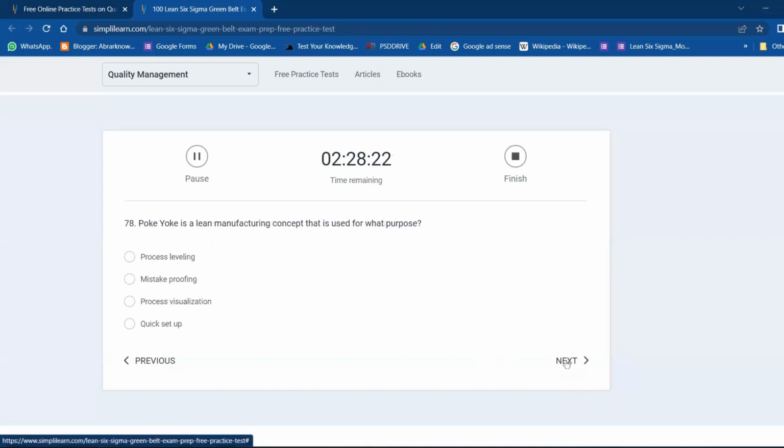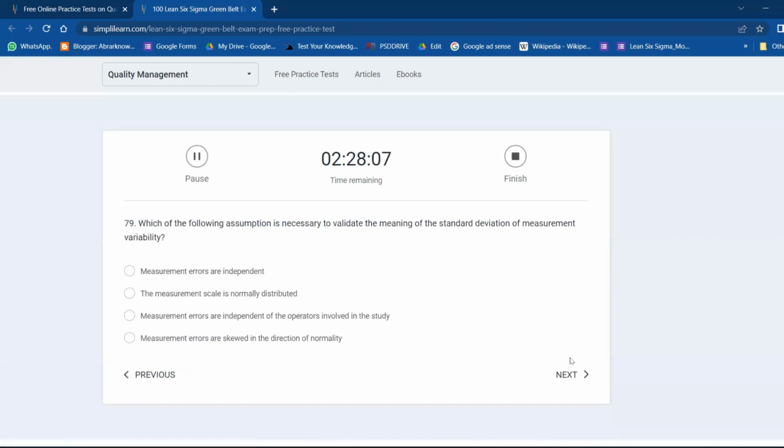And then you have 78th question. Poka Yoke is a lean manufacturing concept, and that is used. What is the purpose? Poka Yoke, you all know, is mistake proofing. And we're going to the 79th one.